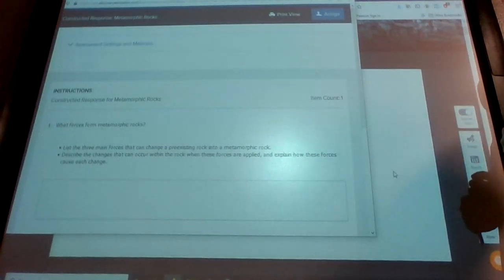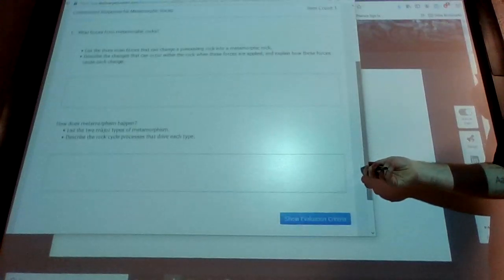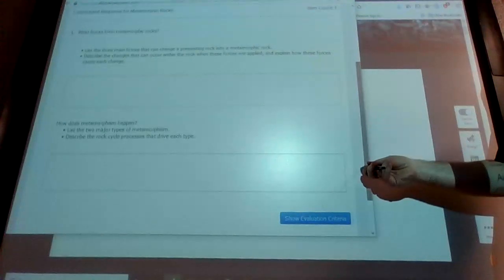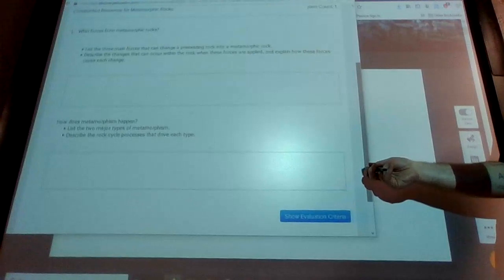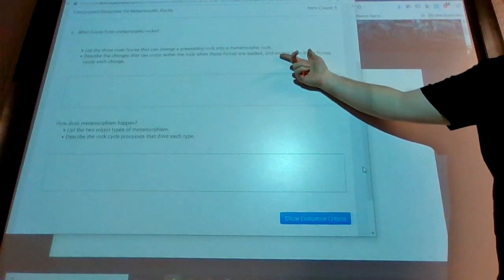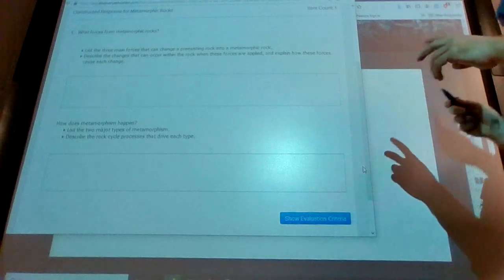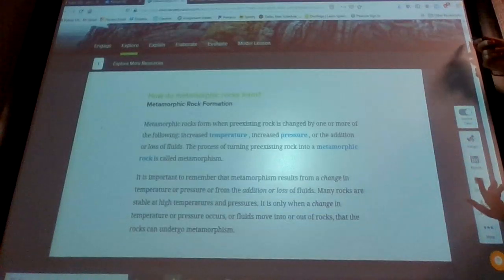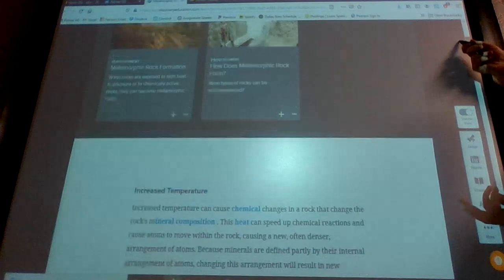So, anyways, the assignment today is pretty easy. Two questions. I did want to go over one thing because I feel like I answered the questions yesterday. But the reading is assigned, so make sure you're using the reading to help you answer the questions. The first one says list the three types of forces that can change pre-existing rock into a metamorphic rock. And I think I talked about those three pretty thoroughly yesterday. They are in the very first paragraph and are the titles of the first three sections. So that should help you get to that one.